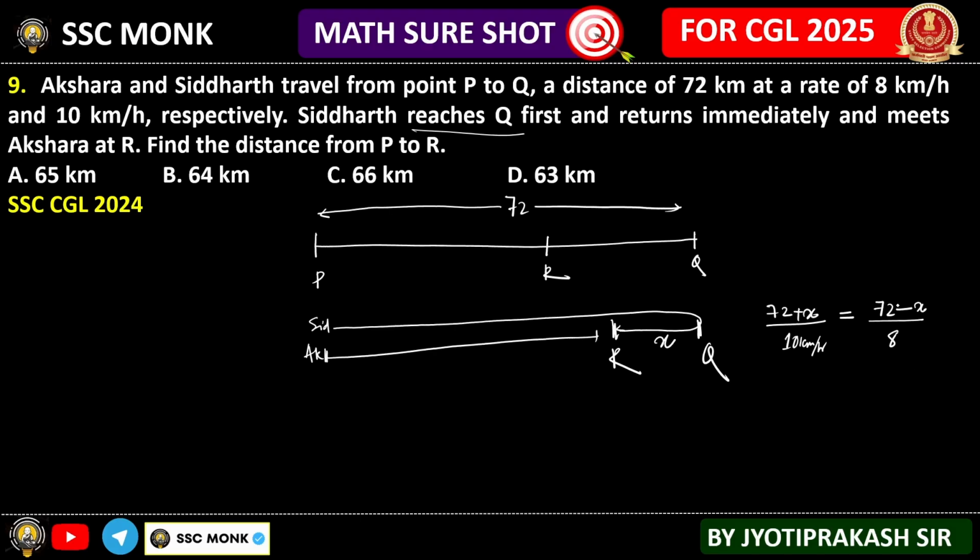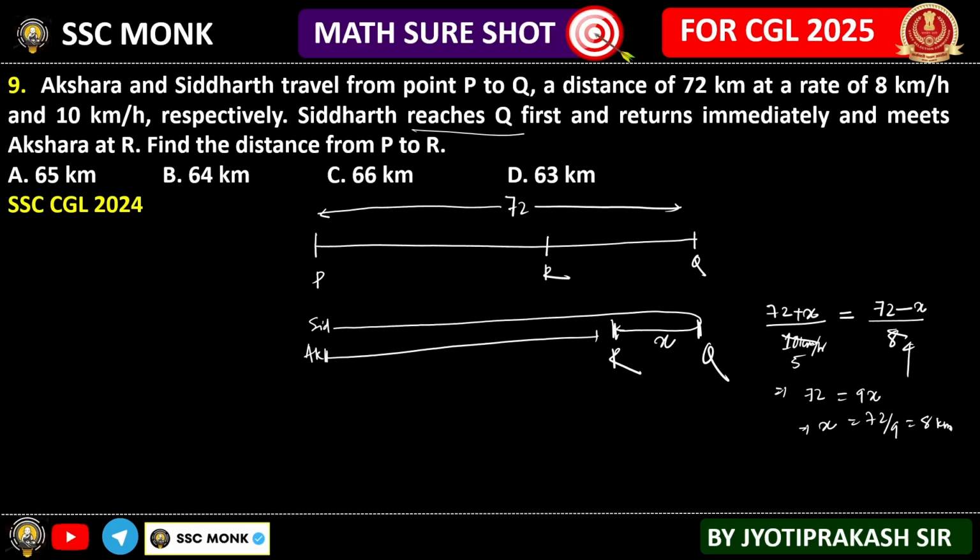Now 72 minus x, 72 plus x, 10, 8. So I can write 2 4s are 8, 2 5s are 10. So if I cross multiply, this will be 4 into 72 plus x, this will be 5 into 72 minus x. 5 into 72 minus 4 into 72 is equal to 5x plus 4x. Here it is 5x, here it is 4x. 5x will come to this side, so this will be 9x. So the value of x is equal to 72 by 9, that is equal to 8.